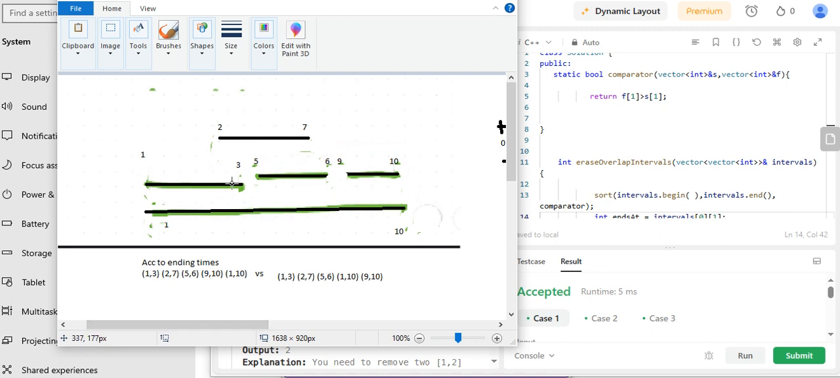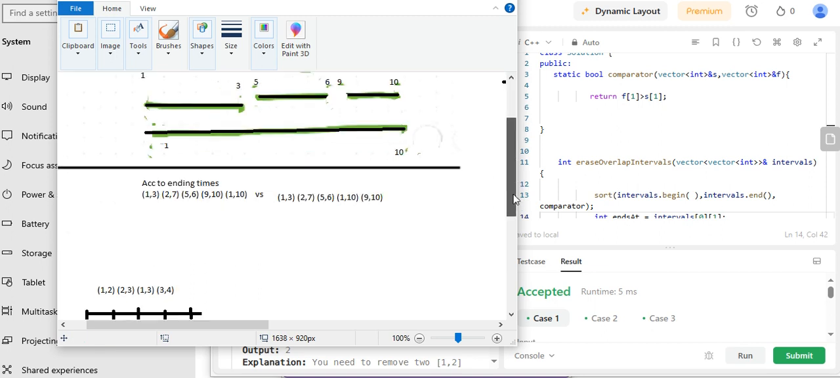Let's see, in here what would happen? The best would be if I would have gotten rid of 1, 10, right? Instead of getting rid of 1, 3, 5, 6, 9, 10 to make it non-overlapping, we should get rid of the minimum number of intervals. So I'll get rid of 1, 10 and 2, 7. So I'll be left with 1, 3, 5, 6 and 9, 10. Okay, hope that's clear.